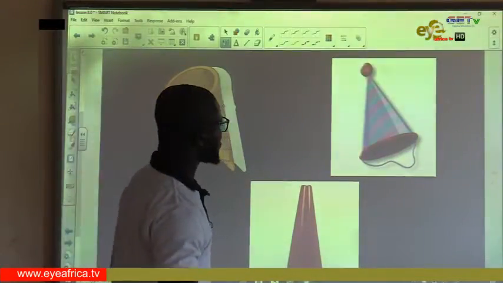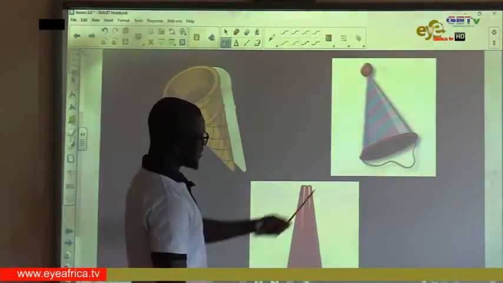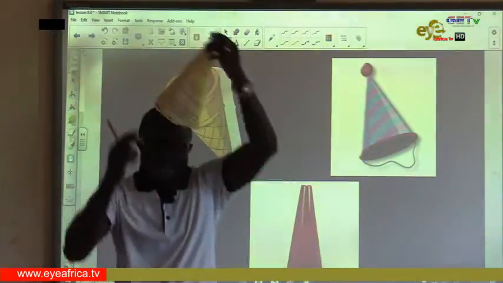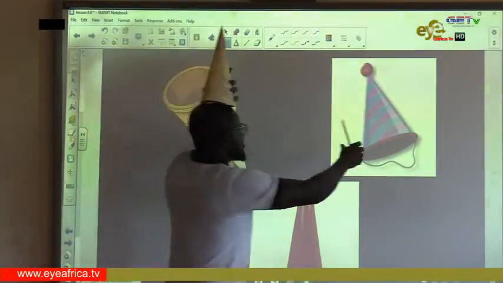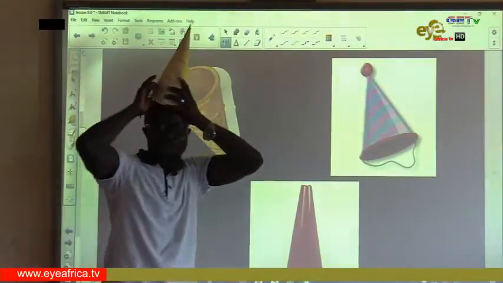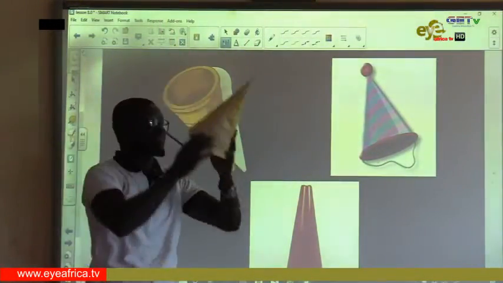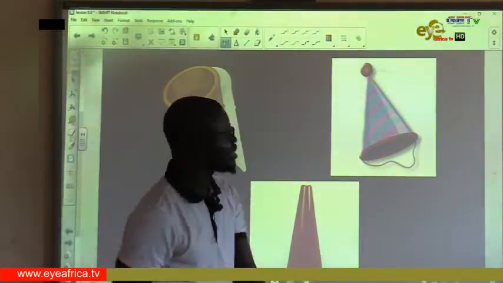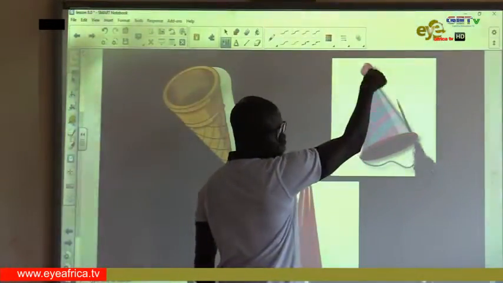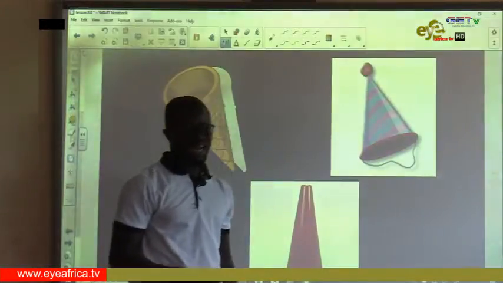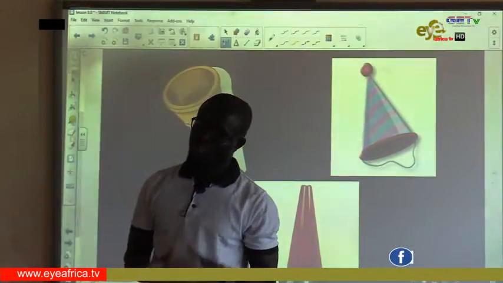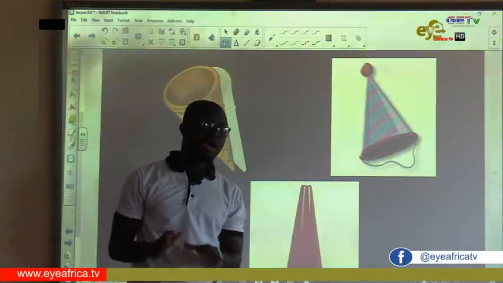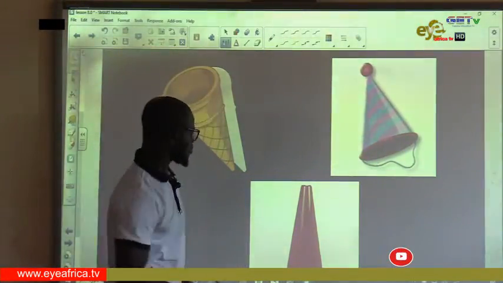Now, the second one is the party hat. You can see that. Remember, I demonstrated by putting it on my head. If I should remove this party hat and put it on my head, it's just like the cone I have in my hand. So the round ball at the top there is just fastened. It is put there to decorate the hat. But if you look at it properly, it has the features of a cone. Like I said, at the level that we are.